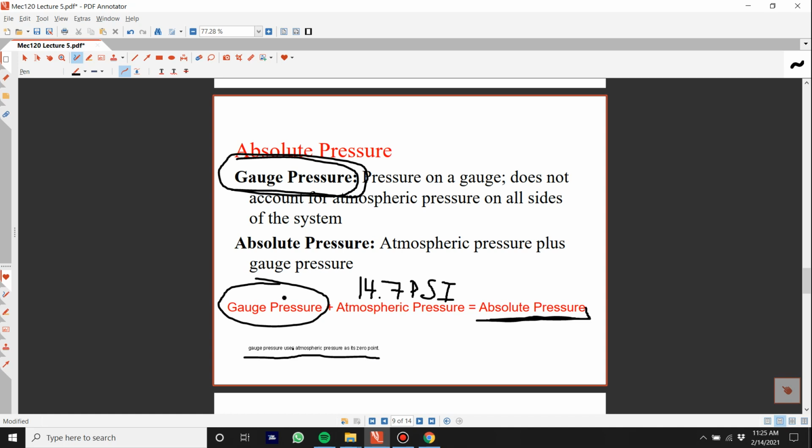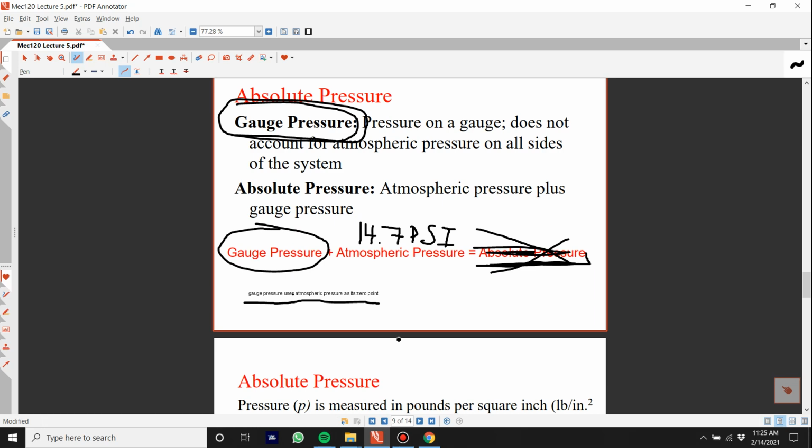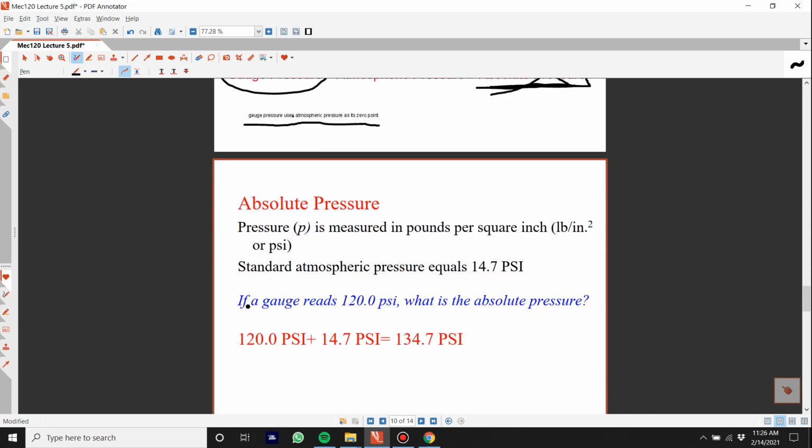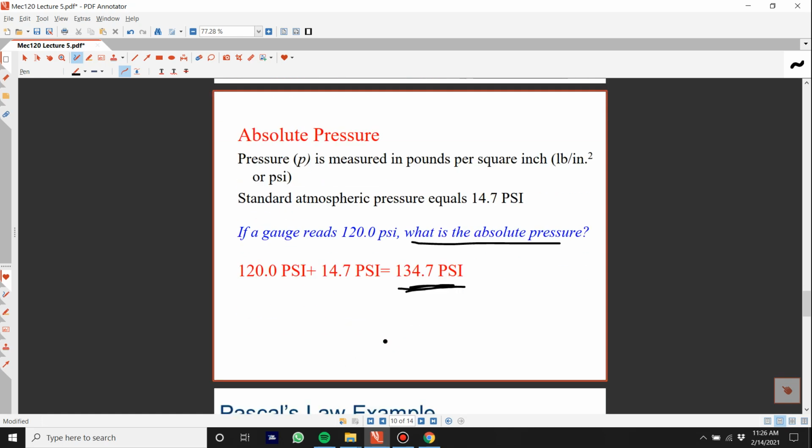What you're going to see in industry is just gauge pressure. I don't think you're going to see absolute pressure a whole lot, so I suppose what I'm telling you is, don't worry about it. If a gauge reads 120 psi, the absolute pressure is 134 psi. If someone on a job site tells you absolute pressure is whatever, you just subtract 14.7 and you get your gauge pressure. Nobody has ever told me about absolute pressure. We always just talk about gauge pressure.